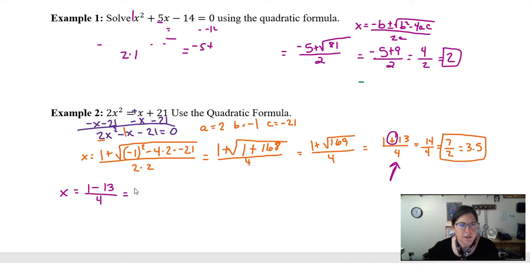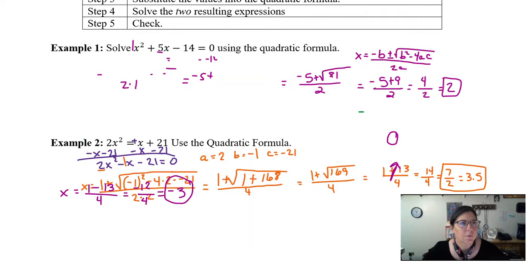1 minus 13 is negative 12. I'm still dividing that by the denominator, which in this case is 4. Negative 12 over 4 is negative 3. So I have one answer of negative 3, one answer of 3.5. Now again, I'm going to go ahead and check that. This time I'm just going to do it on my calculator. Let's plug it into the first one just to show what that looks like if you want to put it in there.